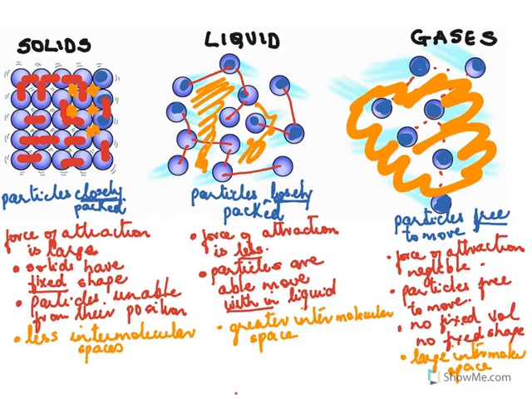So I'll repeat again. In solids, we saw that the intermolecular spaces were less. Here, less intermolecular spaces. And because the intermolecular spaces were less, the solids cannot be compressed. There's hardly any more space to compress them.